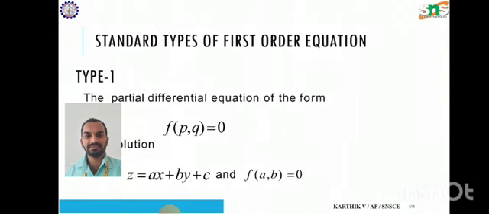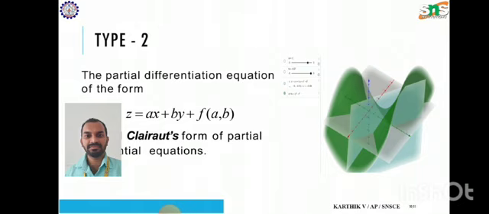Some types of first order equations. Type 1: Let f of p comma q equal to 0 be a partial differential equation. Then the solution will be z equal to ax plus by plus c, and f of a comma b equal to 0. Here a, b and c are constants. Type 2: Consider the equation z equal to ax plus by plus f of a comma b. This type of differential equation is called Clairaut's form of partial differential equations.